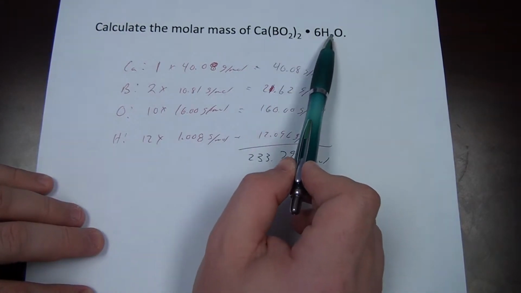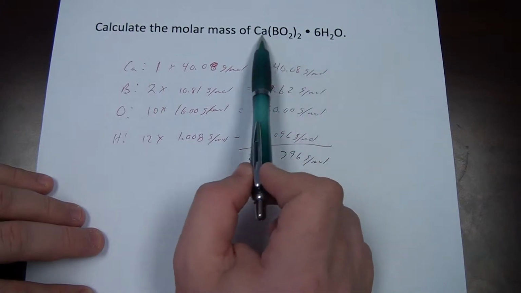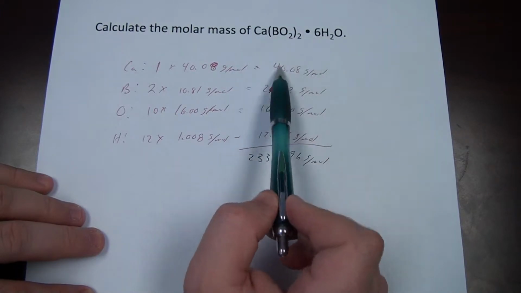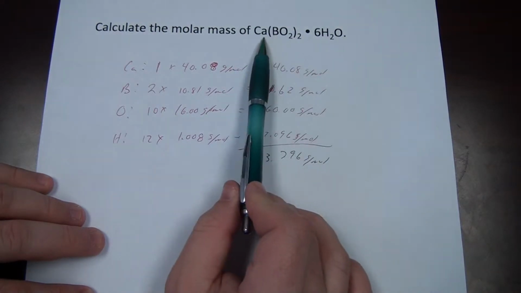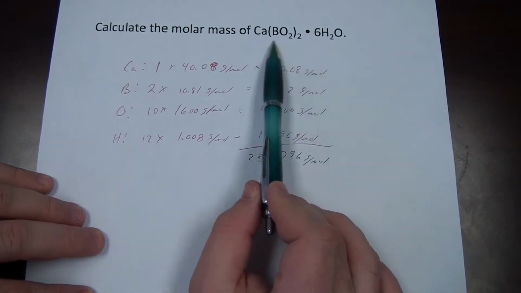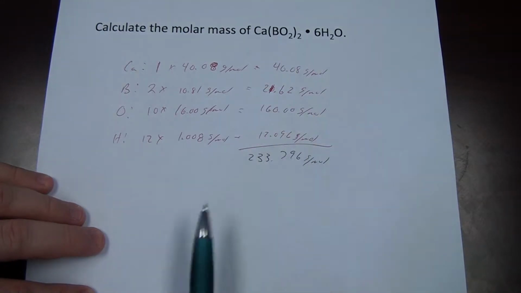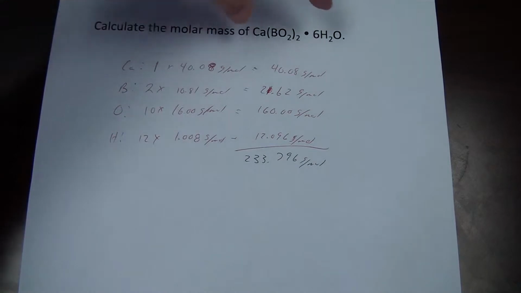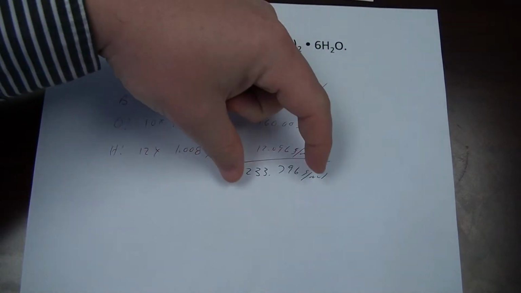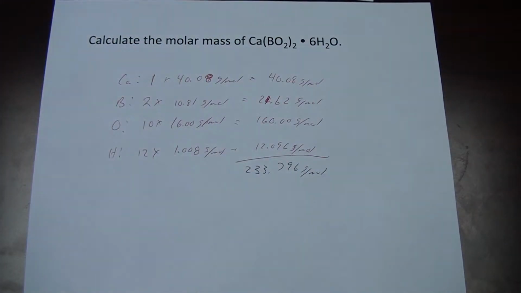of these waters by heating this up, driving those waters off, and we would have to take that into account. But if this is the compound we use to make our solution, this is the molar mass we have to use. So we have 1 mole of all of this, and it has that mass.